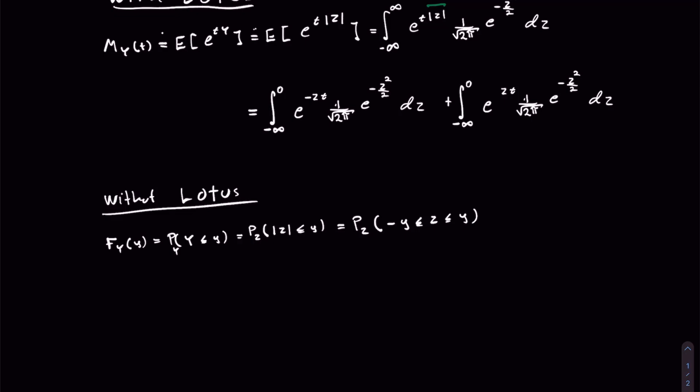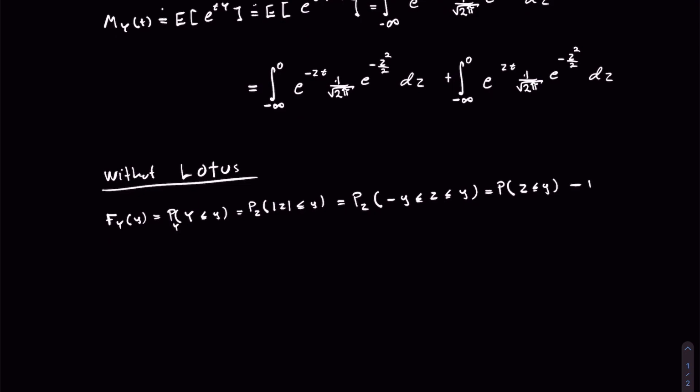Now that in turn can be written as, right, so we can think about this part here. It's like moving from minus y up to y, and this is from Z less than y. So here we can separate out this expression by doing the following. So we have P of Z less than y, minus P of Z up to minus y.